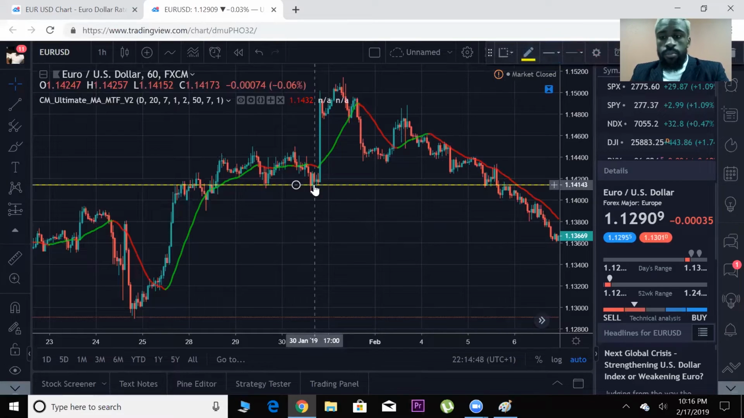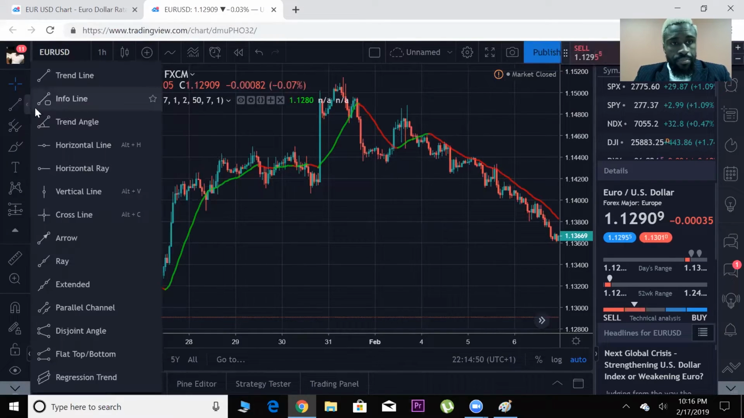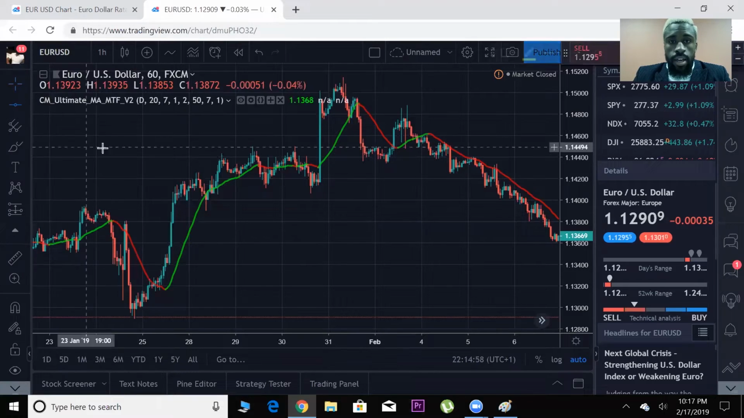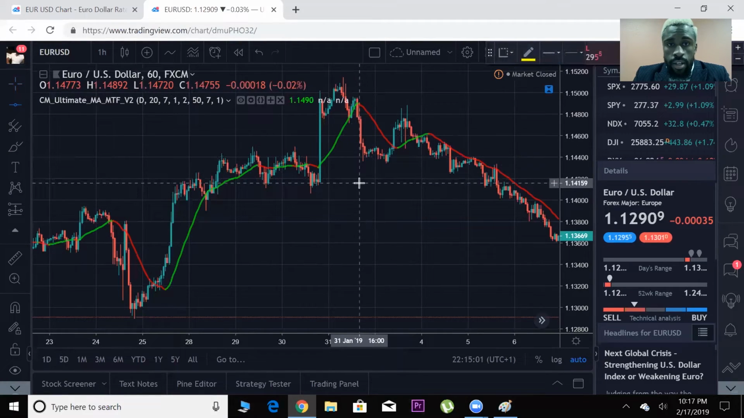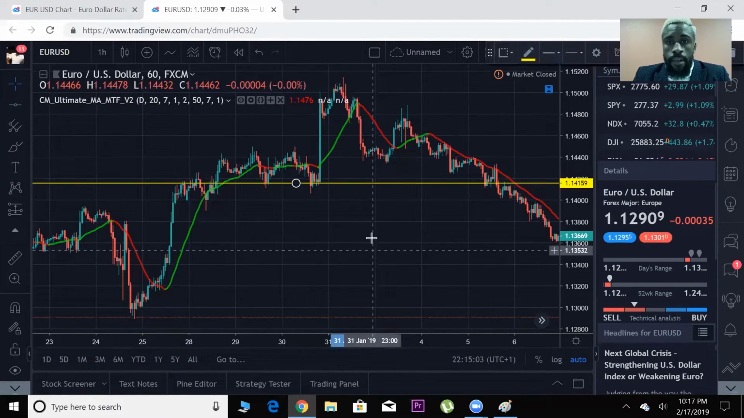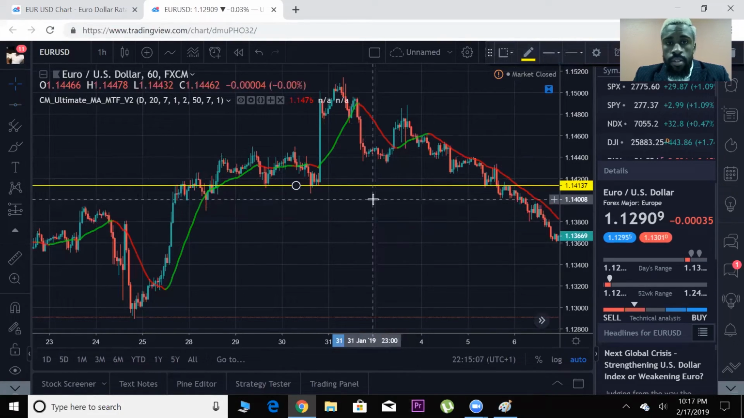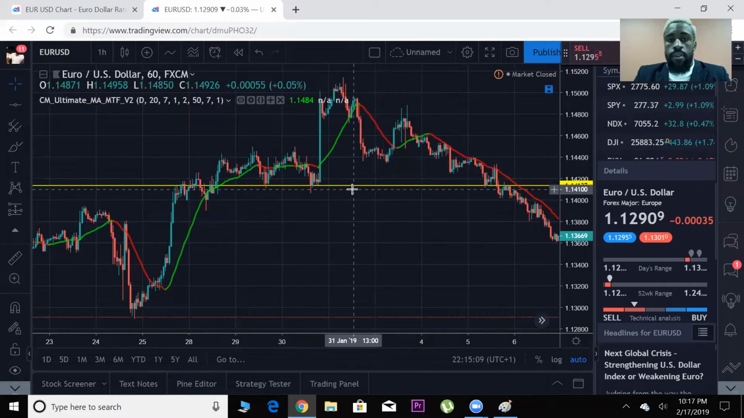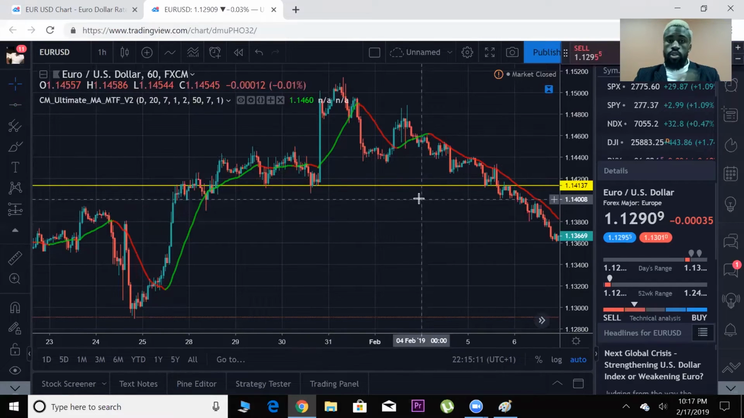What I want to do is press over here on a horizontal line, or you can press Alt plus H if you don't have a Mac computer, the normal ones. You press on the horizontal line, look for the area, and then you press. Now you have your first area. I did this at this place because my eyes can see very clearly that this place is a good support area.